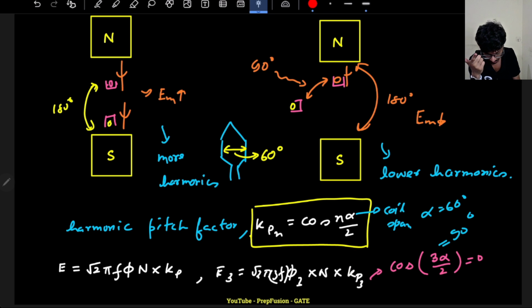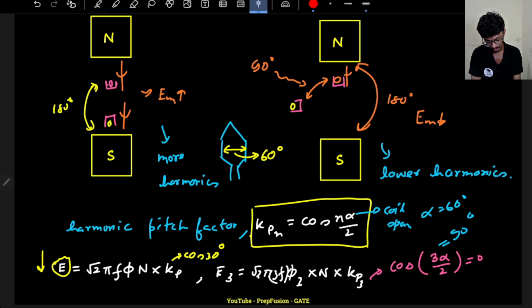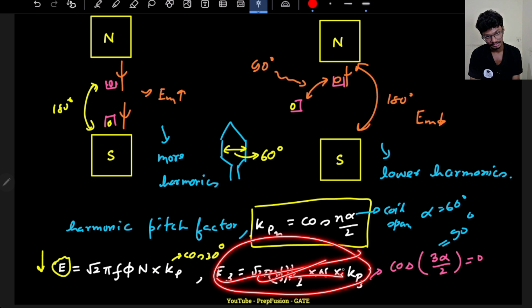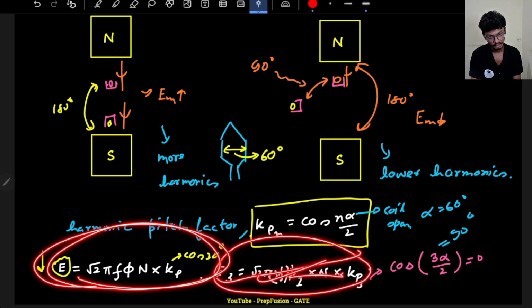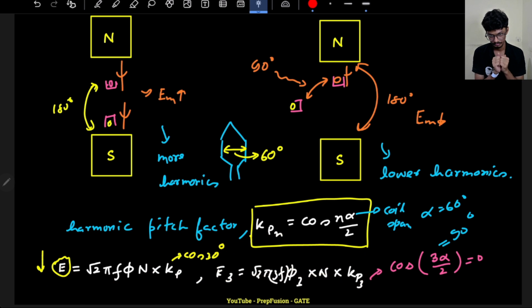Okay, but remember, if it is 60, right, for the first harmonic, what will be this value? It is cos 60 divided by 2, that is cos 30. What is cos 30? Cos 30 is root 3 divided by 2, that is 0.866. So my induced EMF magnitude actually reduces. Although the third harmonic component is totally eliminated, the fundamental component's magnitude actually reduces. So that is a problem over here.